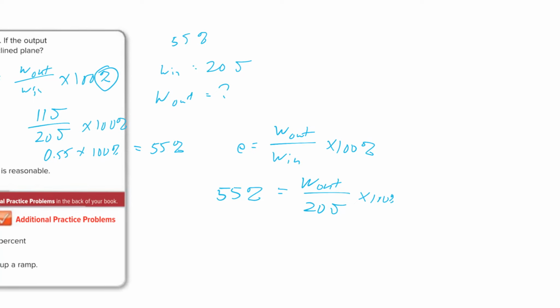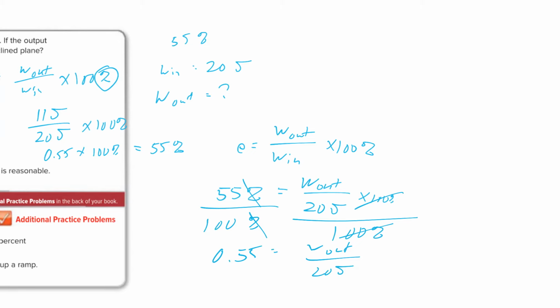So you could start off by getting rid of the 100%. So you could divide this side by 100%. That cancels out the 100%. Divide this side by 100%. Your units cancel out. You're left with 0.55 equals W out over 20 joules. Then multiply both sides by 20. Okay, that gets 20 joules to cancel out here. You're left with 11 joules over here. So 20 times 0.55 is 11. And that gives you your work output.